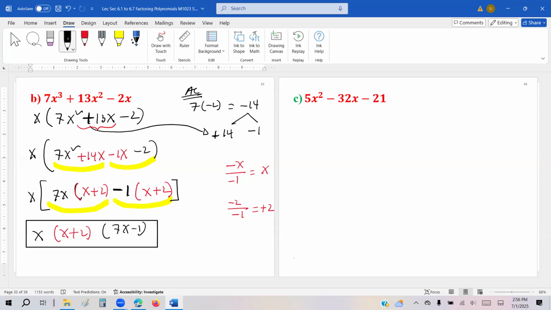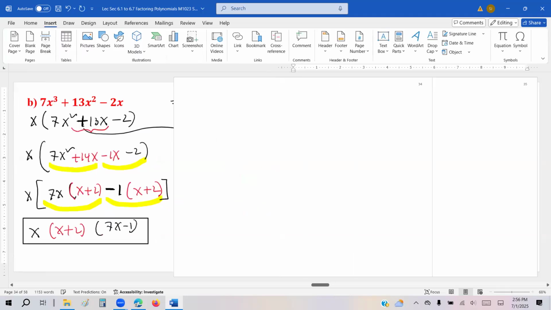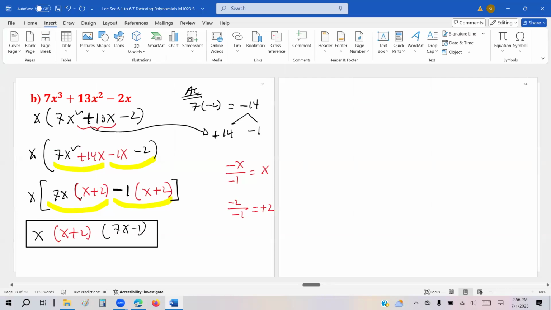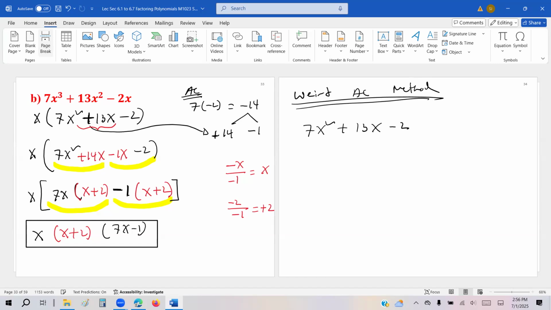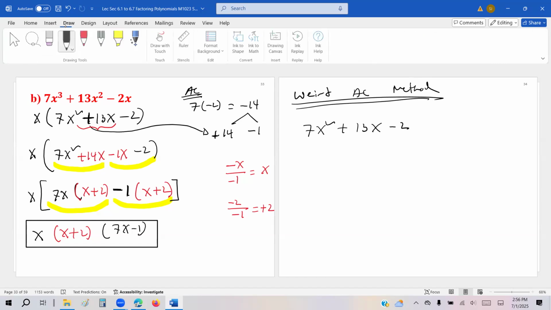But I know the grouping method is kind of, people don't like it. So I found something weird, but cool. So the weird AC method. It's called weird because it doesn't follow logic. Okay, that is weird. So we have 7x squared plus 13x minus 2. The weird AC method says, so we have this ax squared plus bx plus c here.